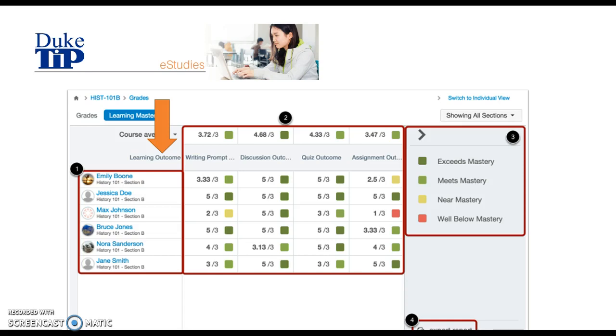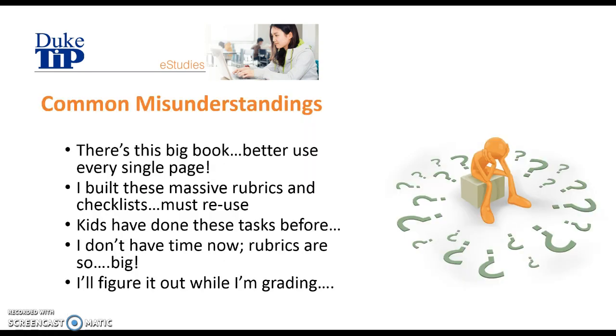So no matter what the assignment, if it's a writing prompt, discussion, quiz, whatever, you will be able to see where they are with those learning outcomes.